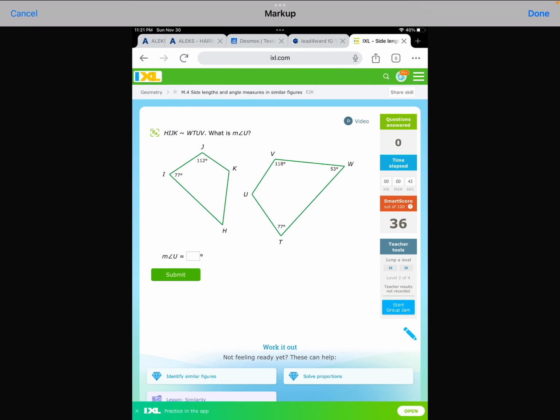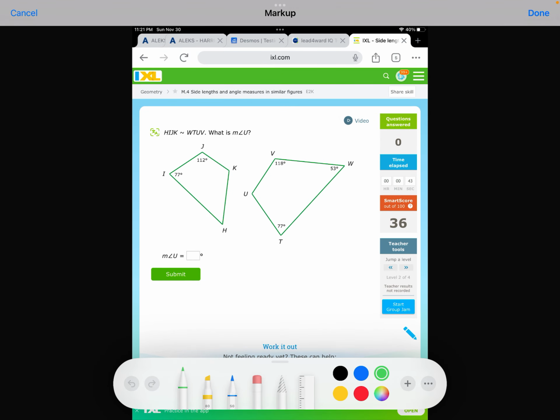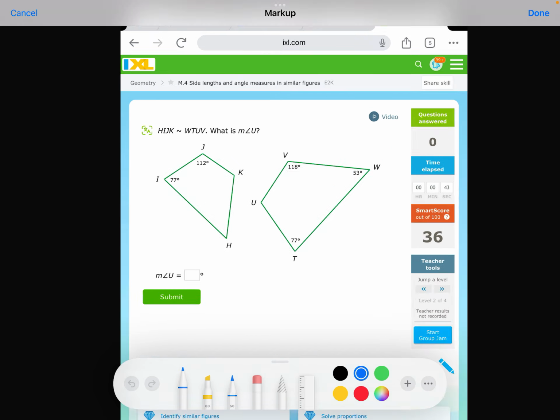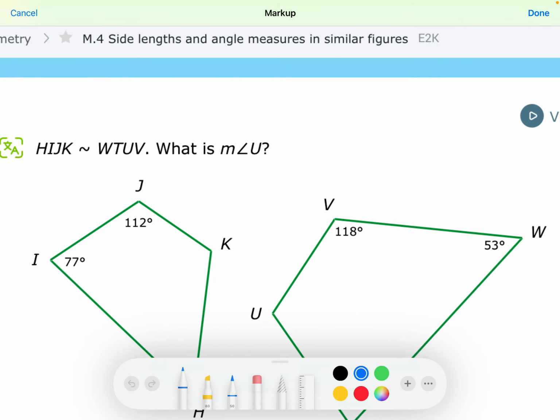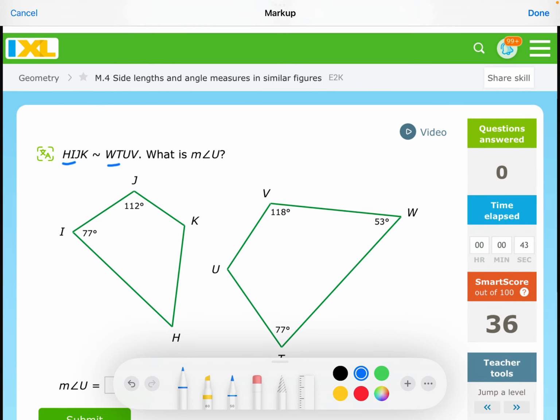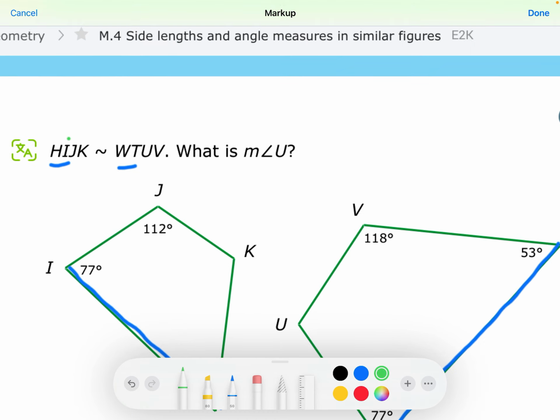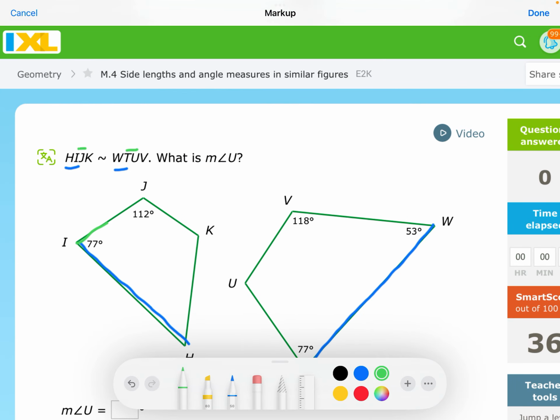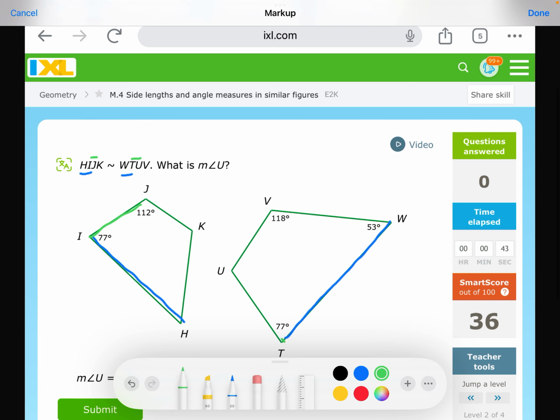Let me bring up my writing tool here. Okay, so same start. First thing you want to do is you want to get the order of the letters. So HI goes with WT. So I mark HI with the same color as WT. I have IJ are the middle 2 letters. That's going to go with T and U. IJ goes with T and U.